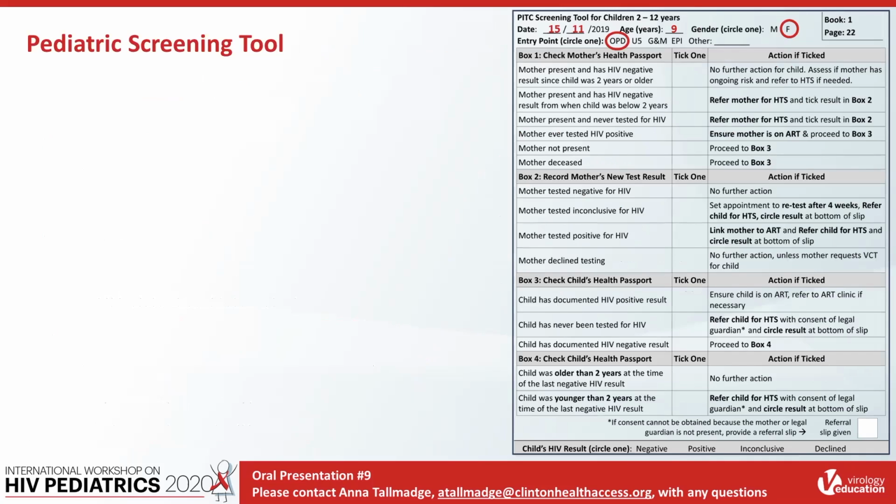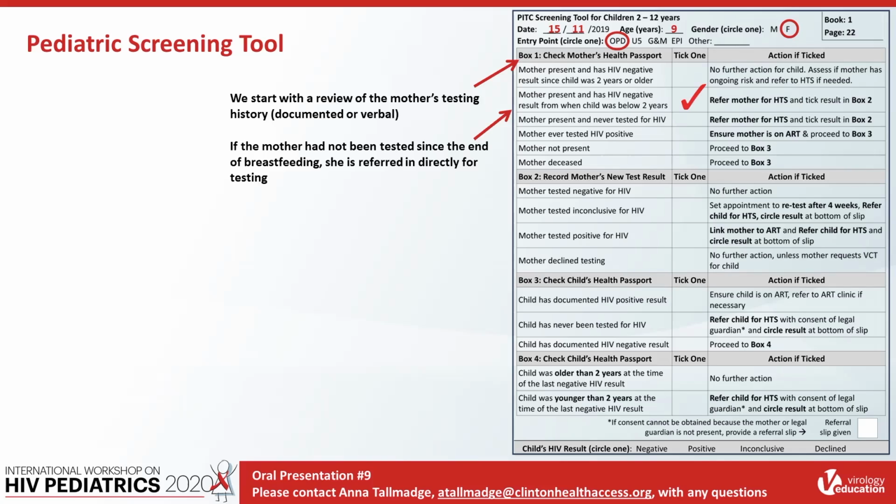So the screening tool we ended up developing is formatted as a simple checklist. Essentially, every time a child between 2 and 12 years old presents to a health facility, the screening personnel completes a new screening slip. So first, you'd start with a review of the mother's testing history, either by looking at her patient card or by taking a verbal report. You'd check off the applicable testing history, and the tool would send you down a series of pathways with customized decision trees.